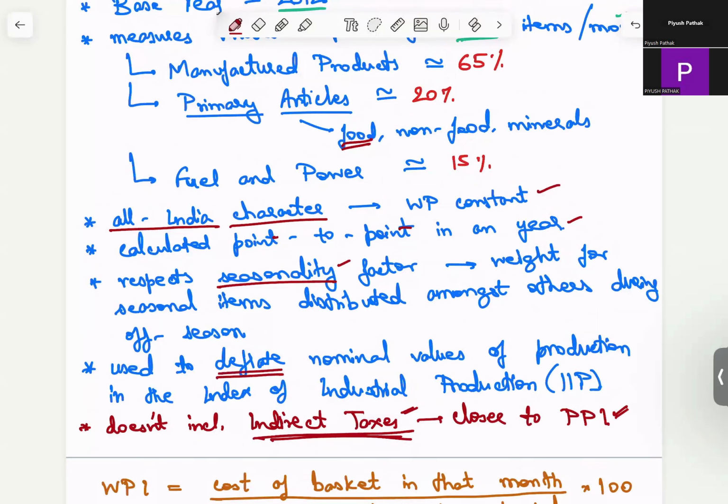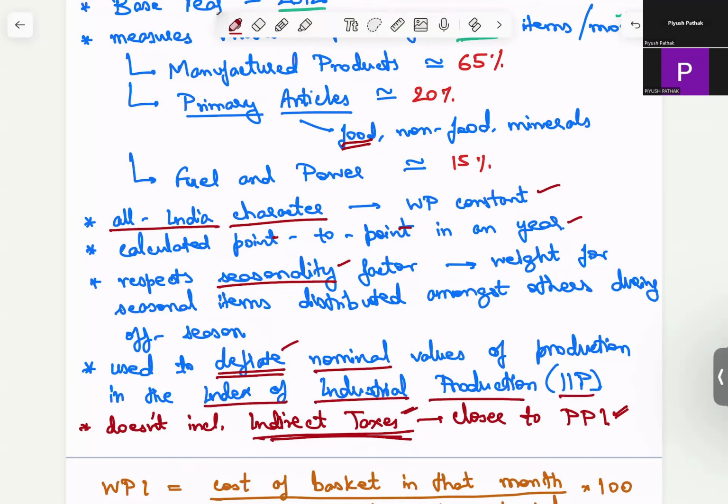We are talking about GDP deflators, WPIs, and CPIs. All of these are measures of inflation, so they are also used to deflate the nominal values. Now this WPI, we are talking about wholesale, so what will this deflate? It deflates the values of IIP, that's Index of Industrial Production.